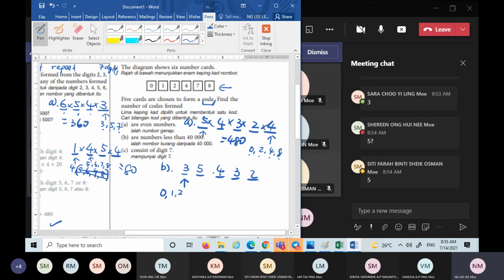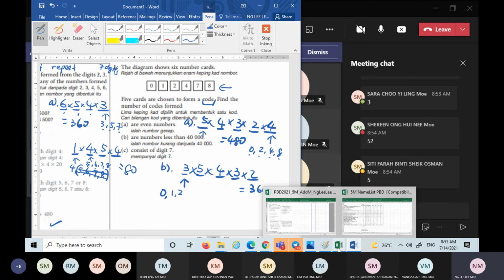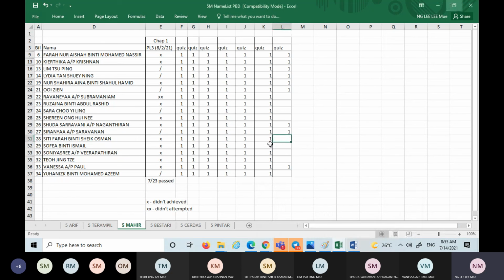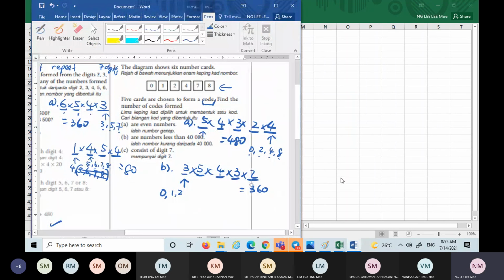So the balance you fill out 5, 4, 3, 2. Then times. So this one, the answer is 360. So I give Serene and Sarah marks. Ravania, Ruzaina, Siti Farah, Sophia, Sonia Sri, Teo Zingzi, and Johannes. Come on. Okay, we continue with C.